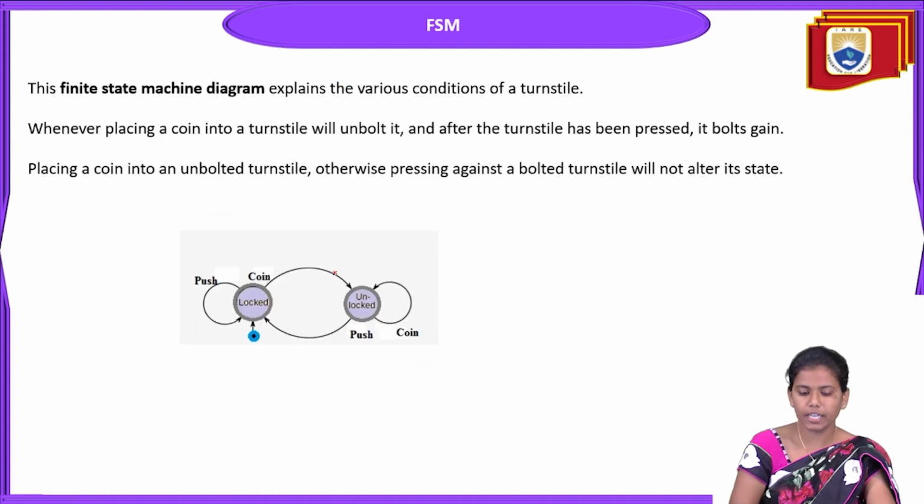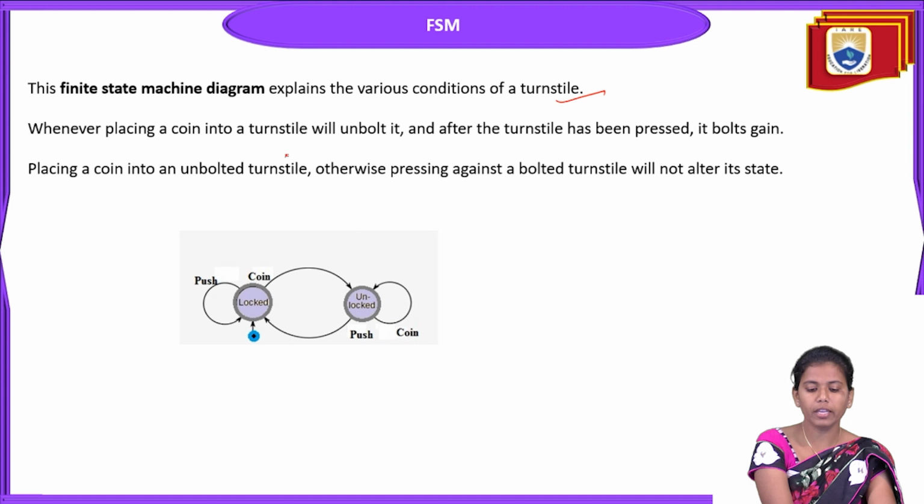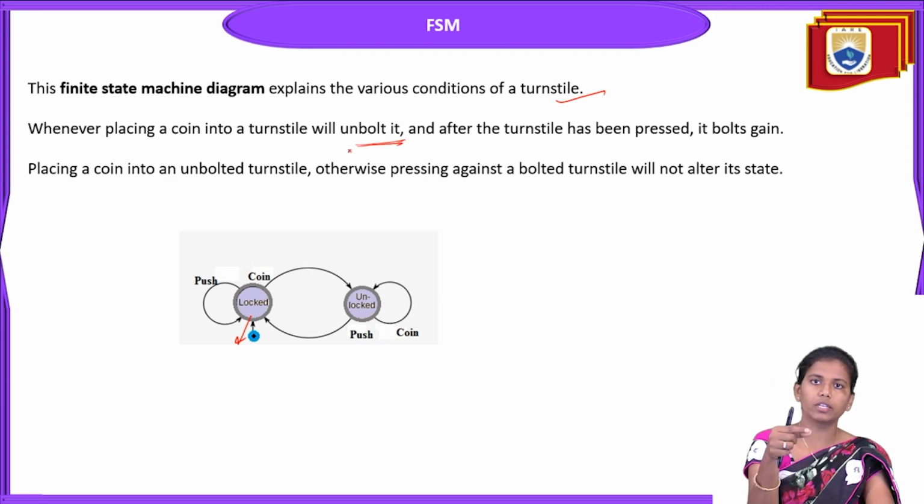So this is a finite state machine diagram, and this diagram shows various conditions of a turnstile. A turnstile is a machine that rotates, it revolves. Whenever you place a coin in a turnstile, it unbolts. It does not lock, it unbolts. And after the turnstile has been pressed, it bolts again.